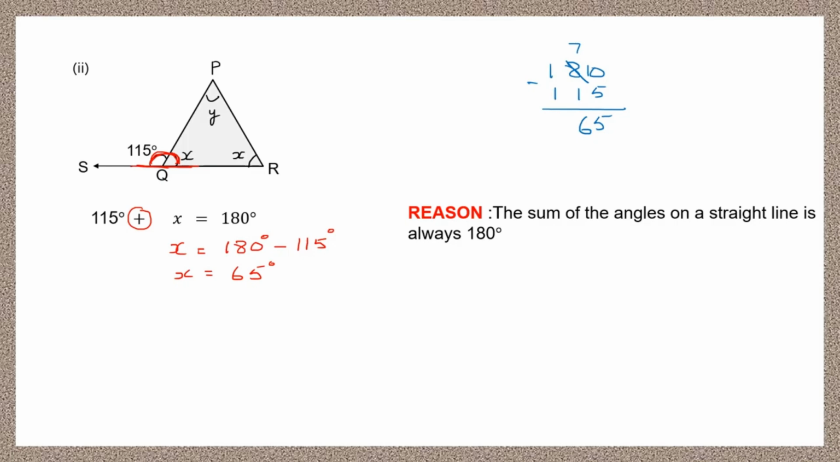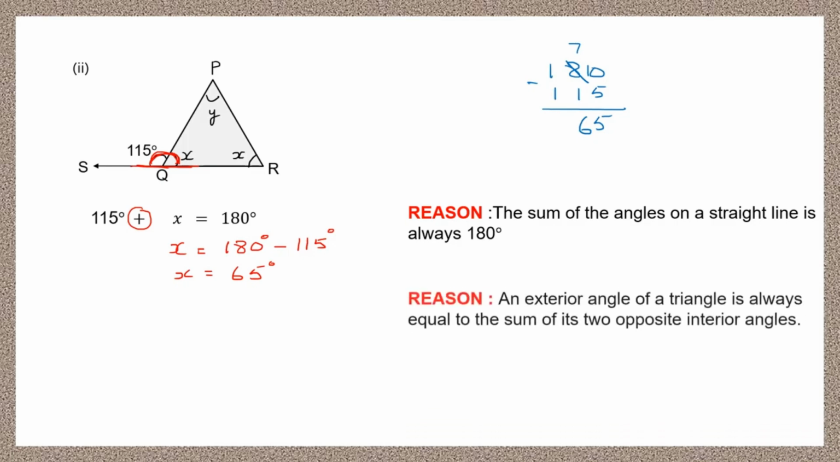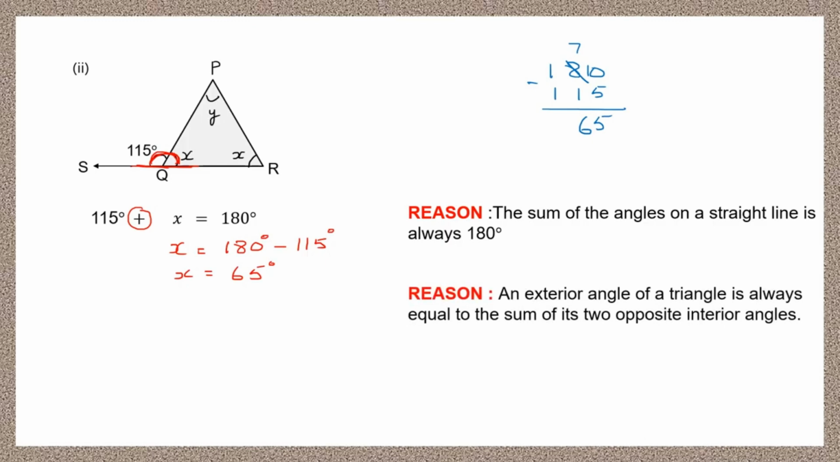I will use the next property, which says an exterior angle of a triangle is always equal to the sum of its two opposite interior angles. That means 115 is equal to x plus y. So let me write that: x plus y equals 115 degrees.